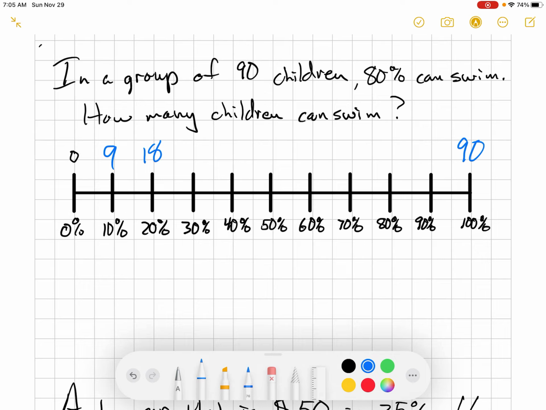Now, just for fun, I'm not going to fill in every single spot. I'm going to jump by 20s. 20, 20, 20, until I get here, right? I'm just increasing by 20%. You could totally fill in 9, 18, 27, and continue on. I am just showing you that we could do it by 20%. 18 and 18 is 36, right?